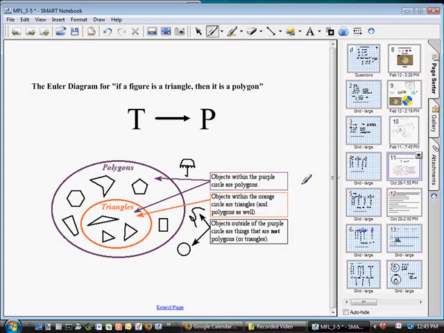Okay, would you agree that the triangle set is a subset of the polygon set? In other words, are triangles polygons? Aren't they just one special kind of polygon? What other kinds of polygons are there? Well, 4 sides, 5 sides, 300 sides, etc. Does this make sense logically? This says, if you're a triangle, then you've got to be a polygon. Do you agree with that?